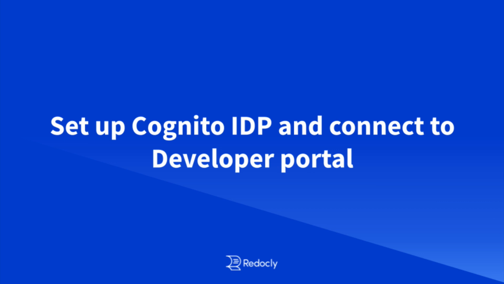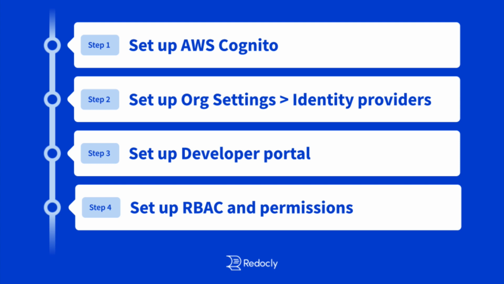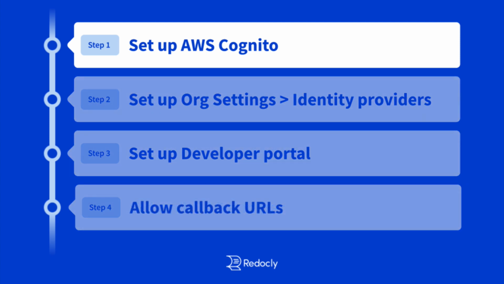We're going to set up an AWS Cognito user pool and connect it to a developer portal for access controls in 4 steps. First, we'll set up the AWS Cognito user pool. Then, we'll set up the identity provider information in Redocly. Then, we'll set up our developer portal. Finally, we'll add the callback URLs to AWS Cognito and show you some demos.